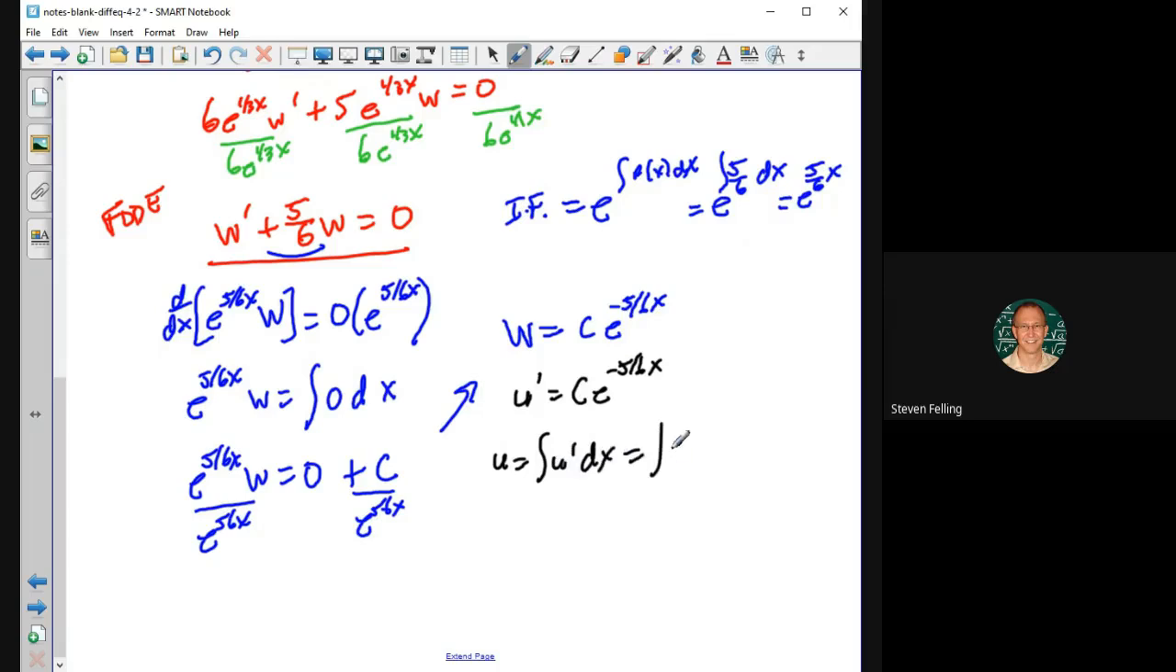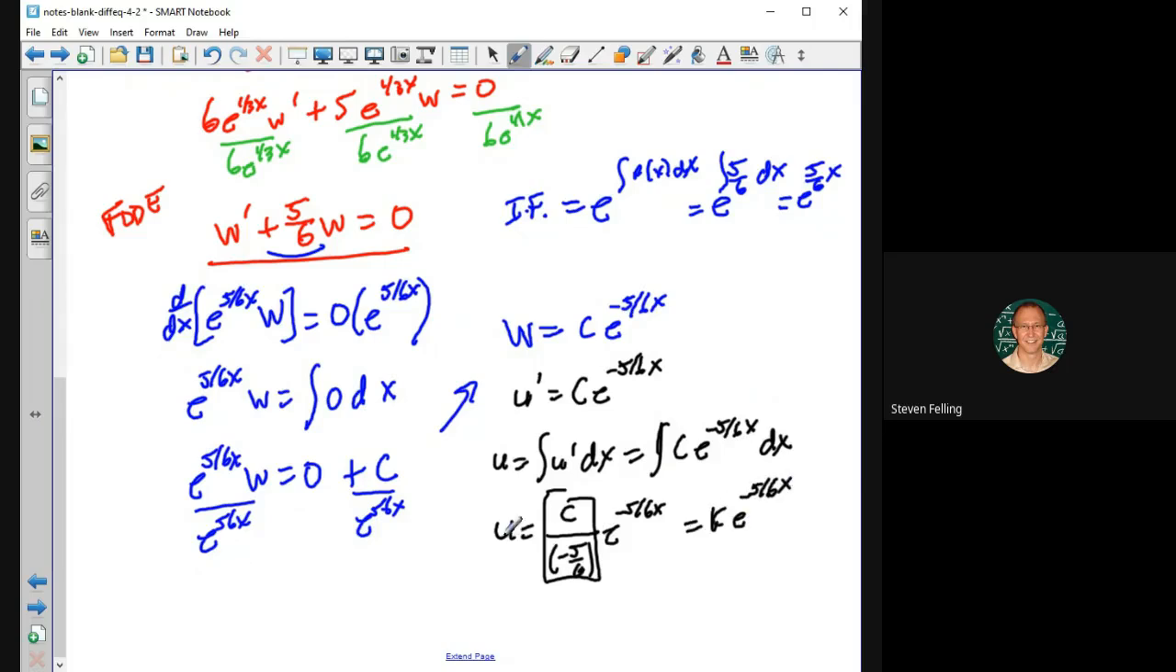So if I take the antiderivative of c e to the negative 5/6x with respect to x, then u is equal to, I'm going to have to divide by this constant. So it's going to be c divided by the constant negative 5/6, right? E to the negative 5/6x, that's the antiderivative, okay? And so this whole thing is just another constant. So I'm just going to relabel this another constant. Doesn't matter what it is. It's just some constant times e to the negative 5/6x.